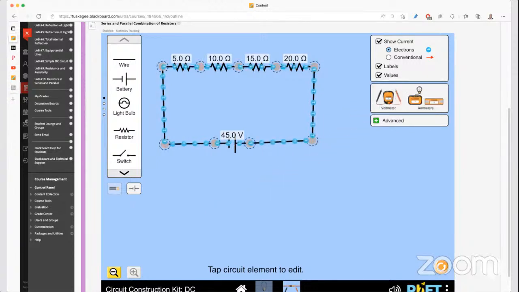I have a question. Yes. Should we include wire between each of the resistors, or does it not matter? It doesn't matter as long as you can join the resistors directly.